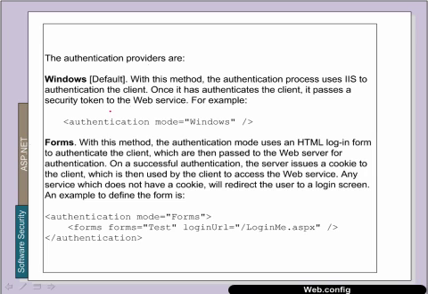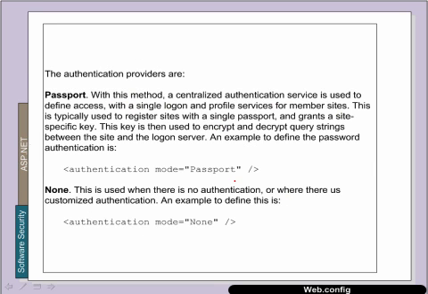So we can have an authentication mode of Windows, and that will check the local user database to see if they have a valid account, or we can use forms, where we can redirect the user to a form to log in to. It's also possible to use Passport to get a single logon and profile from member sites, and of course we can have an authentication of none.